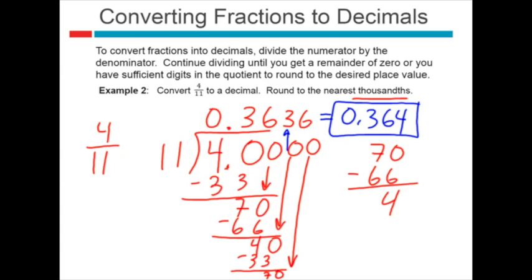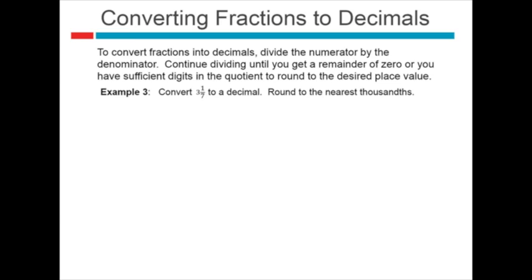All right, great. Let's move on to another example. This one is slightly different. I want to convert 3 1/7 into a decimal. So here I have a mixed number.